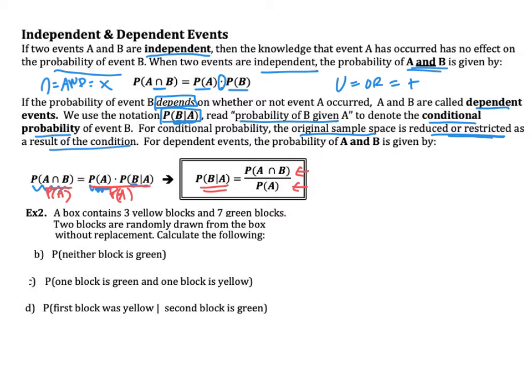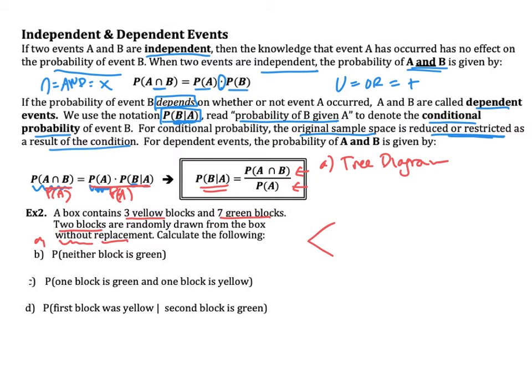All right, let's do example 2. It says a box contains 3 yellow blocks and 7 green blocks. 2 blocks are randomly drawn from the box without replacement. Calculate the following. So part A I eliminated here, but part A was to draw a tree diagram, right? So we're going to go ahead and do that over here. I just wanted to have space over here on the right-hand side.